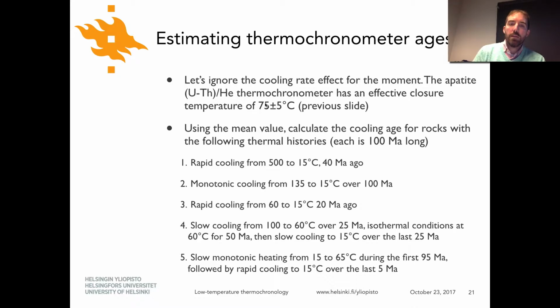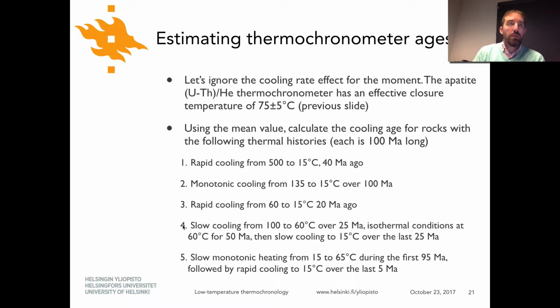So we use that 75 degrees, and we have the following cooling histories that are all about 100 million years in total duration. We have one with rapid cooling from 500 to 15 degrees C at 40 million years ago, so extremely rapid cooling. Another with monotonic cooling, so just gradual cooling from 135 to 15 degrees over 100 million years. A third scenario where we cool from 60 to 15 degrees 20 million years ago. And then you can read the other two. They're a little bit more complicated.